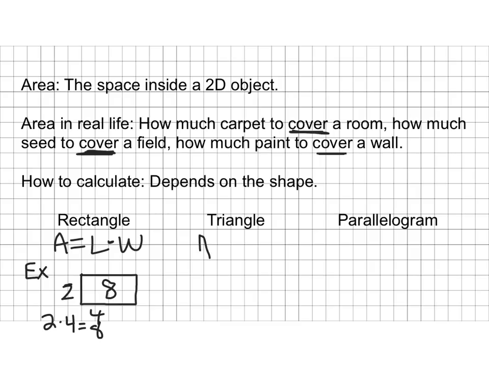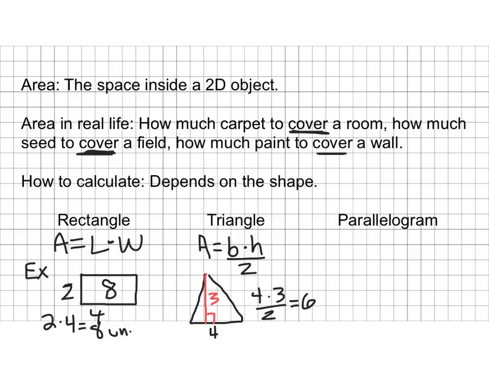For a triangle, we said that the area is the base times the height divided by 2. So if you had a triangle that looked like this, where you had a base of 4, you need to figure out where the height is, and it's always at a 90-degree angle from the base. This one is 3, so you would do 4 times 3 divided by 2, which gives you 6. And since these are areas, we're always going to be saying units squared.